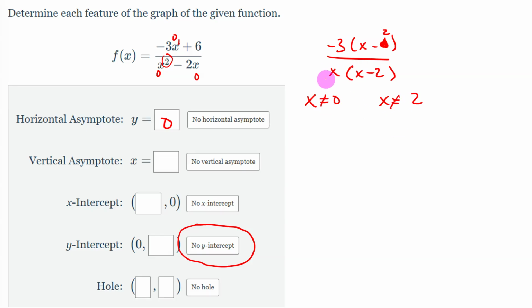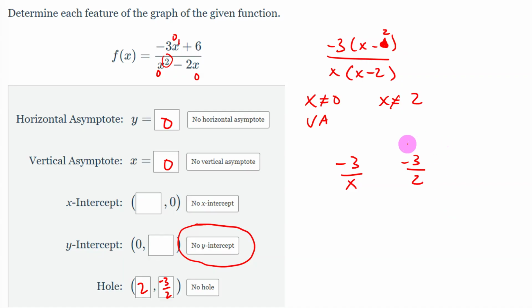Well, this is not going to cancel out, so this is my vertical asymptote. This does cancel out, so that's going to be my hole. And I'm left with negative 3 over x. And to get the hole, I just plug in 2. So I get negative 3 over 2.